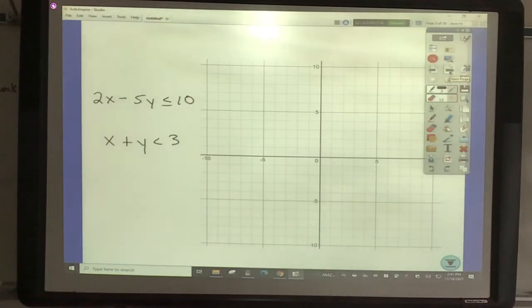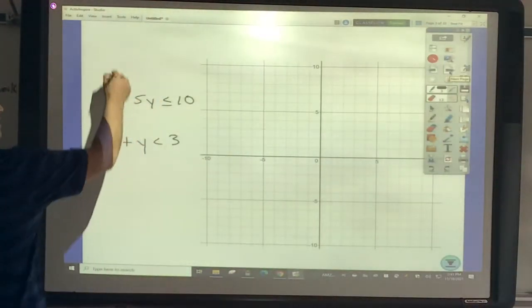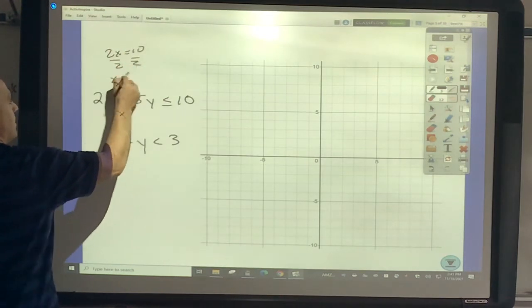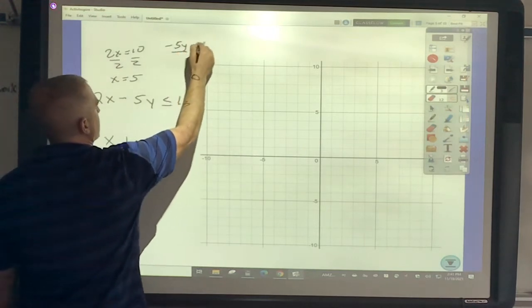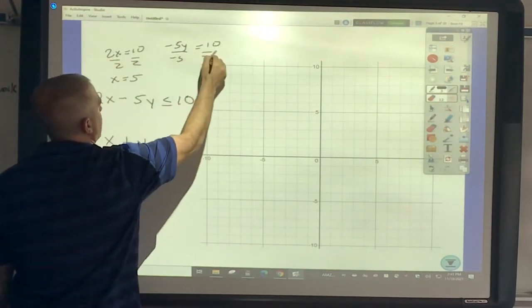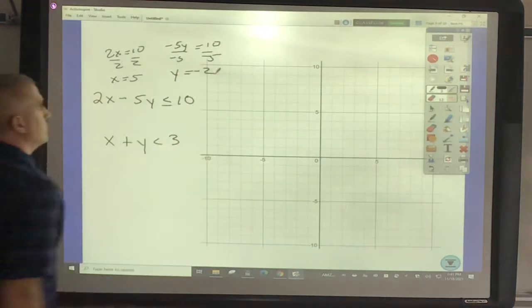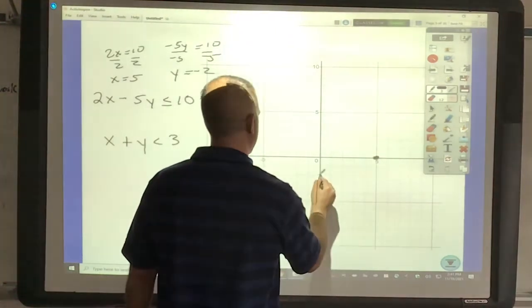Moving on to the next one. Now, this is a combination of those ones where x and y are on the same side. So what I want to do is set 2x equal to 10, divide by 2, I would get x equals 5. Take negative 5y equaling 10, divide by negative 5. I get y equals negative 2. So I got x is 5, y is negative 2.